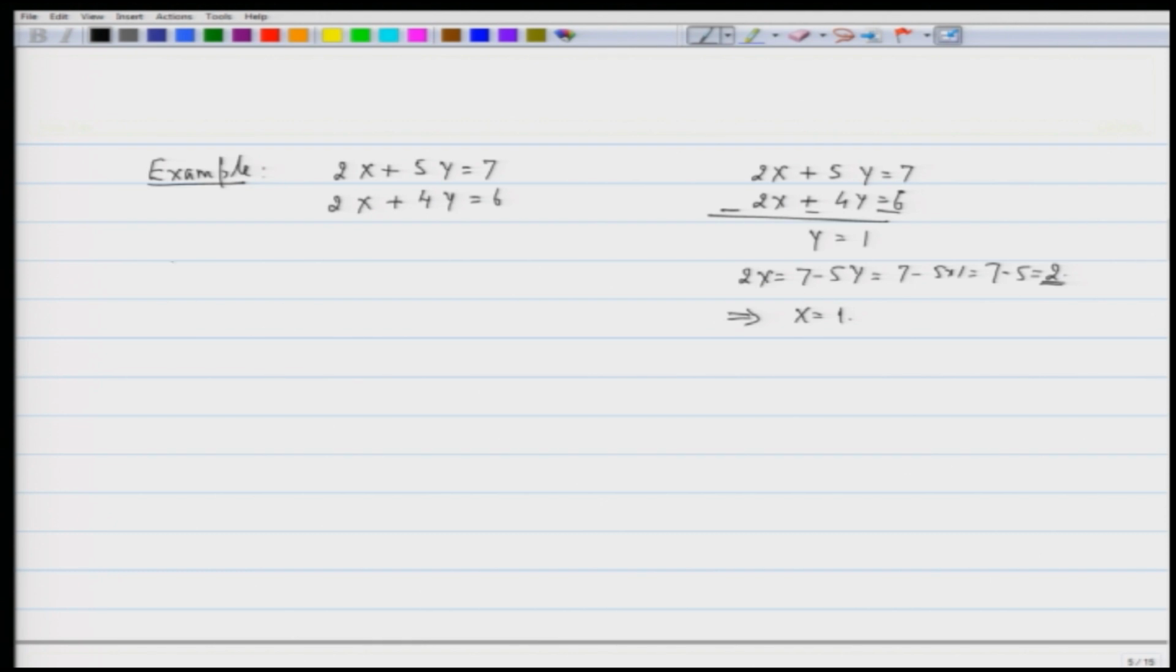So, the solution that we have here is x is 1, y is 1. In some sense, we are saying that 2 times 1 plus 5 times 1 is 7 and 2 times 1 plus 4 times 1 is 6, and therefore, both the equations are being satisfied.